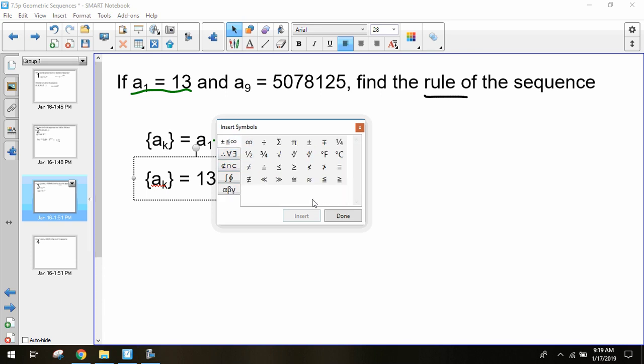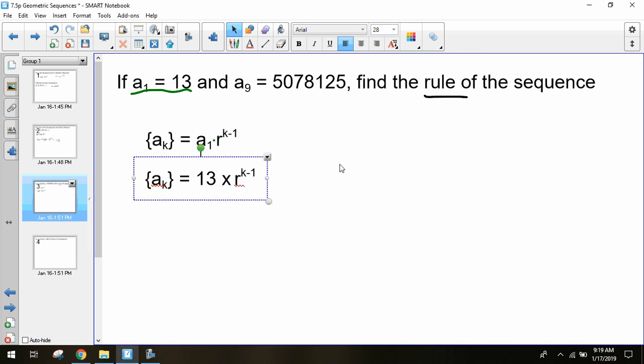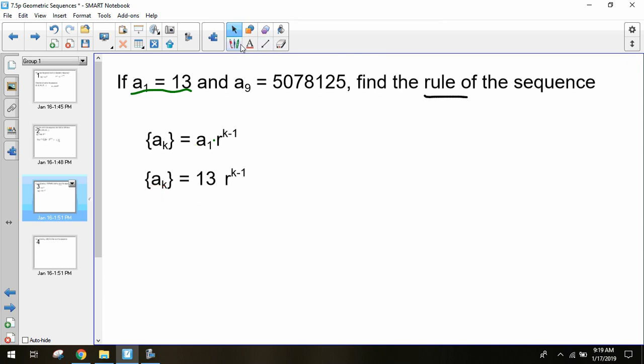Alright, I'm going to put an X in there. Just remember that this X means multiply. Actually, I don't like the X. I'm just going to put a dot. Alright, there's our dot. So we have 13 times r raised to the power of k minus 1.